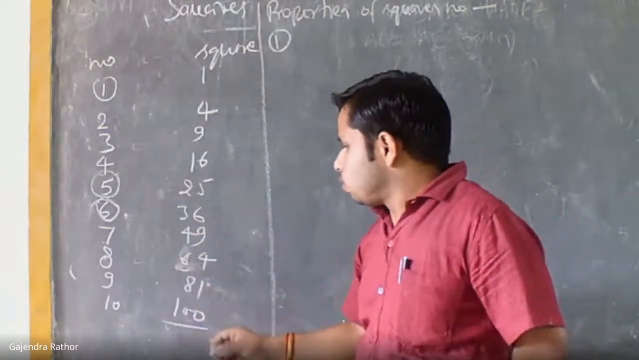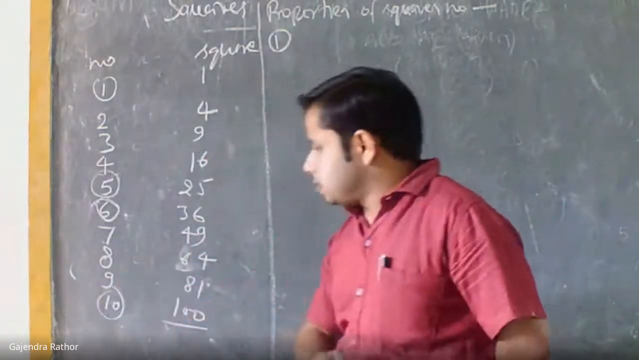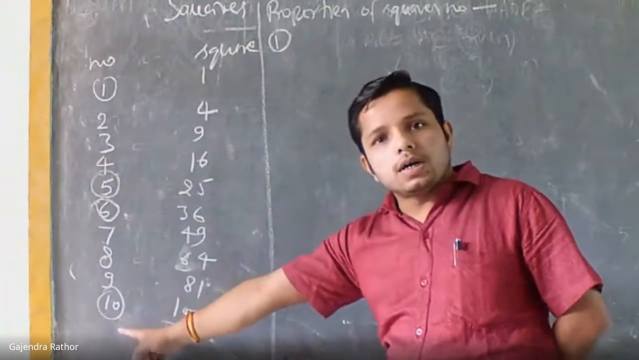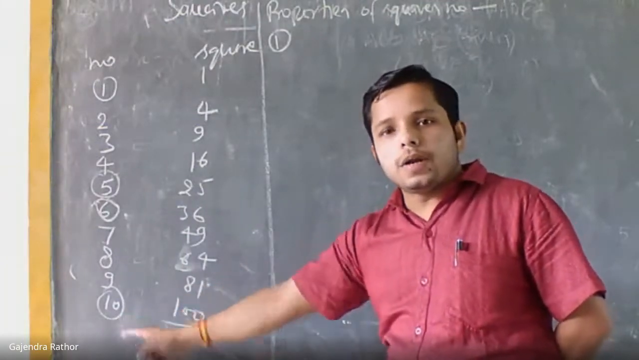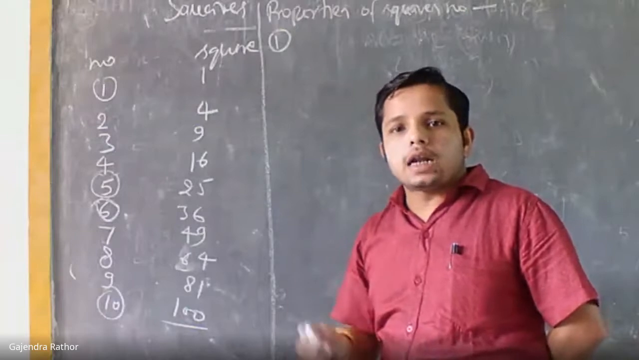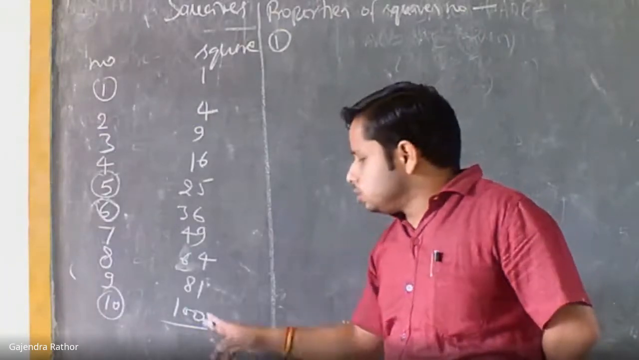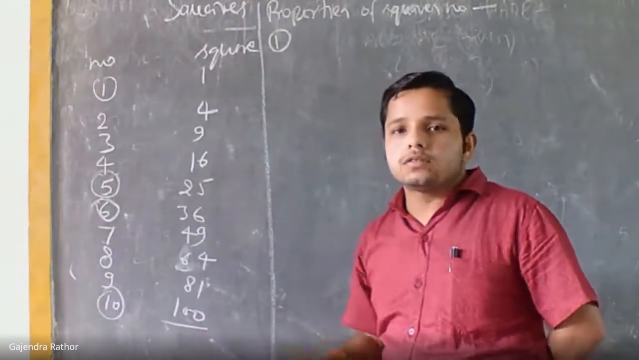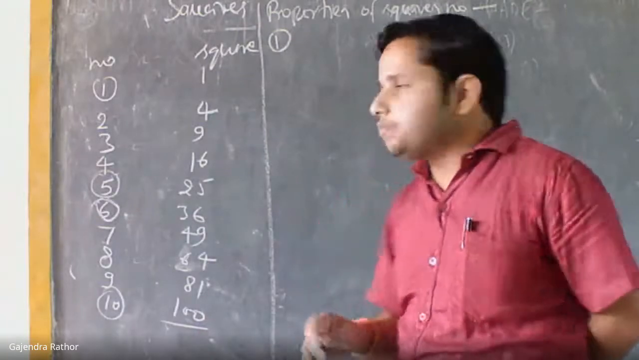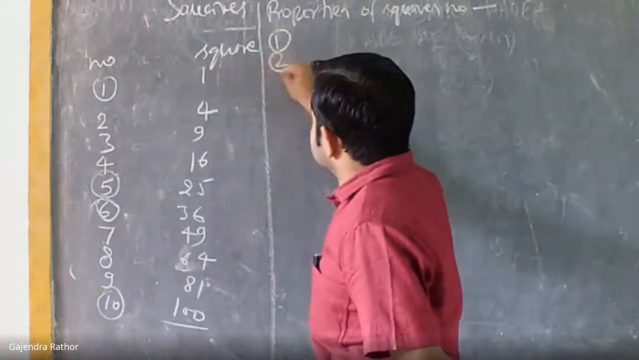Next is 0. If a number has 0 as its unit place, then the square of that number will definitely have 0 as its unit place. This is the first property. Next is the second.